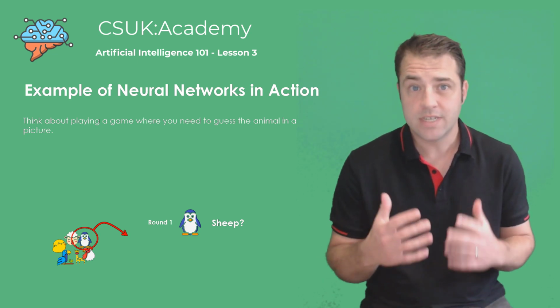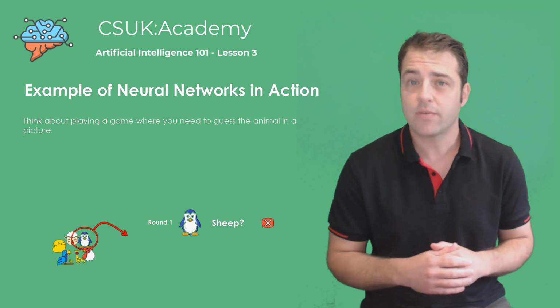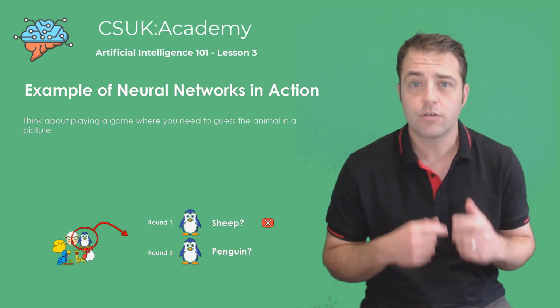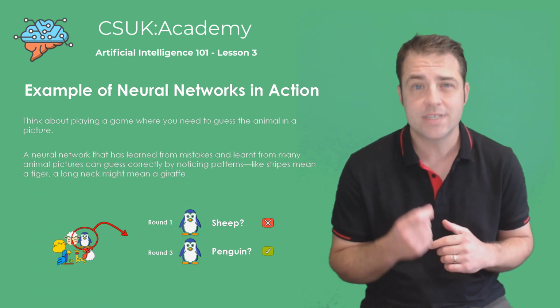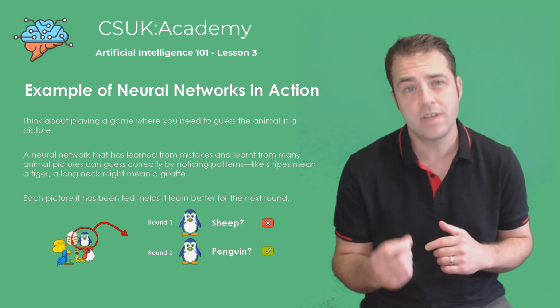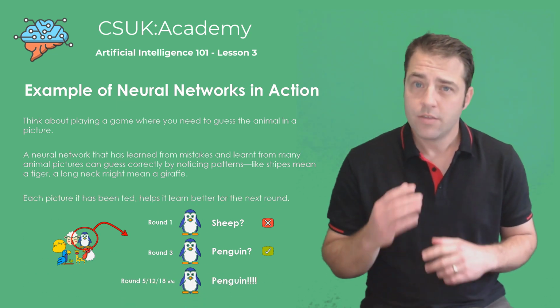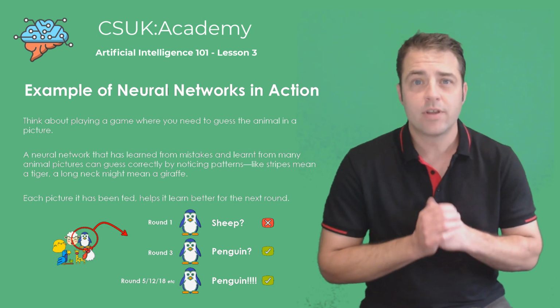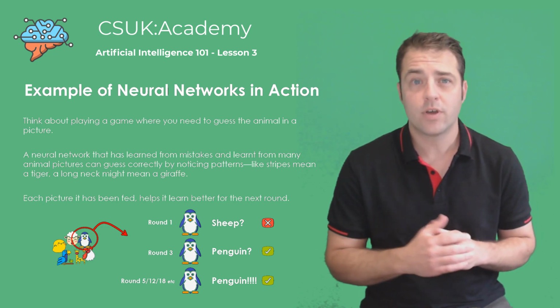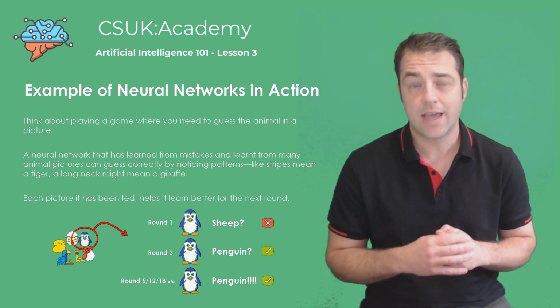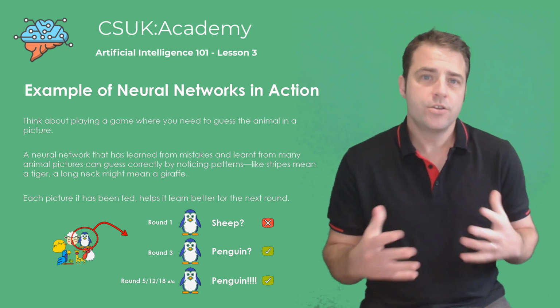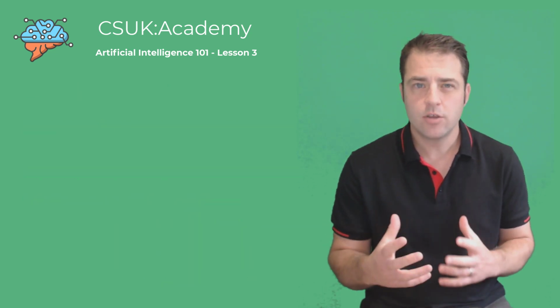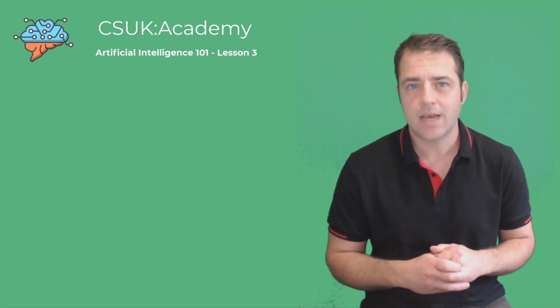Initially, it might make mistakes with the first few images. However, as it processes more and more images, the neural network begins to notice increasingly specific details and patterns that uniquely identify each animal. Through this continuous learning and positive reinforcement, neural networks become more and more effective at making accurate guesses. So neural networks are like tiny helpers in your brain working together to recognise patterns and make decisions.